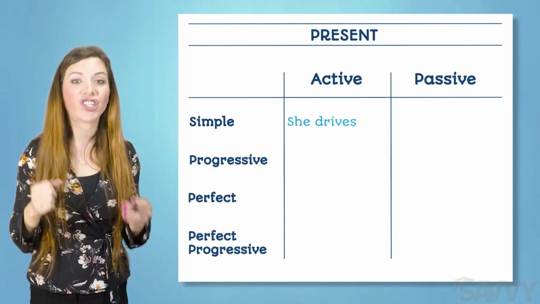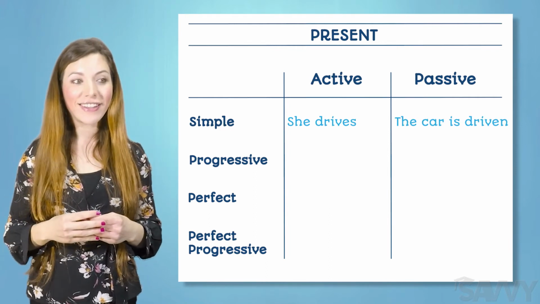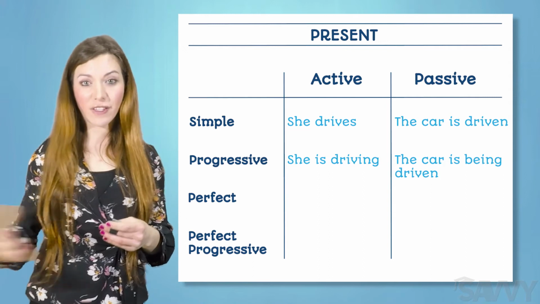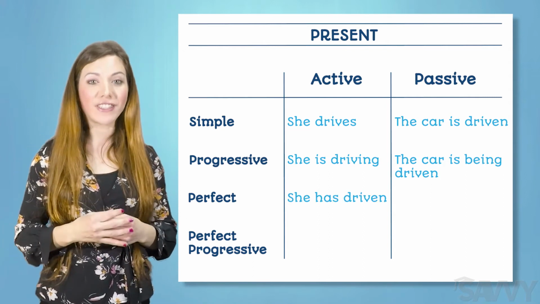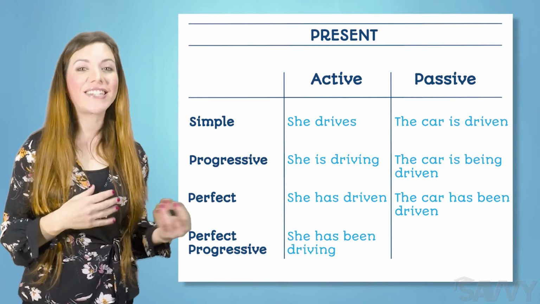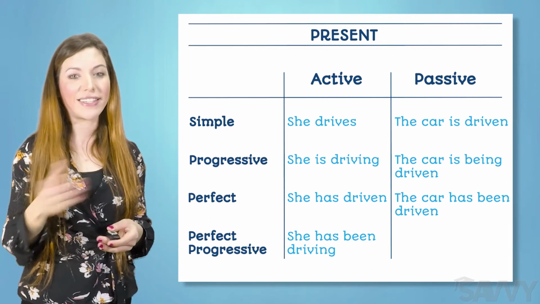Let's start with the present, and we're going to look at the simple tense, the progressive or continuous tense, -ing, the perfect, and the perfect progressive or perfect continuous tense. In the active, we would say she drives. The passive, the car is driven. She's driving. The car is being driven. She has driven. The car has been driven. She has been driving. And we don't normally use the perfect progressive in the passive tense, so I have omitted that.